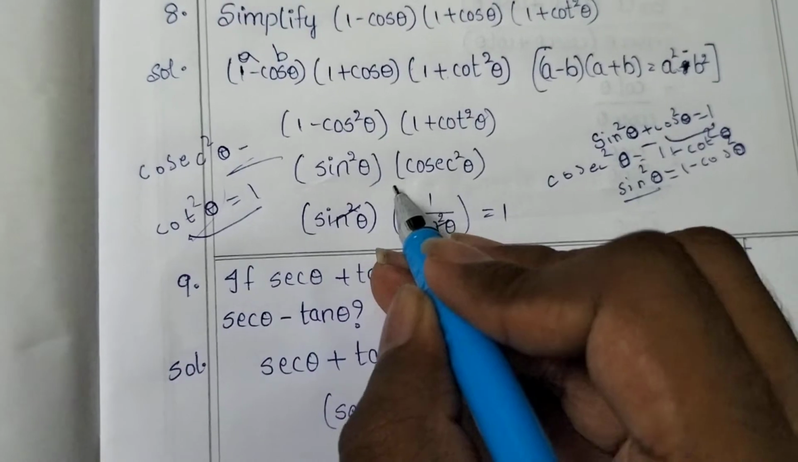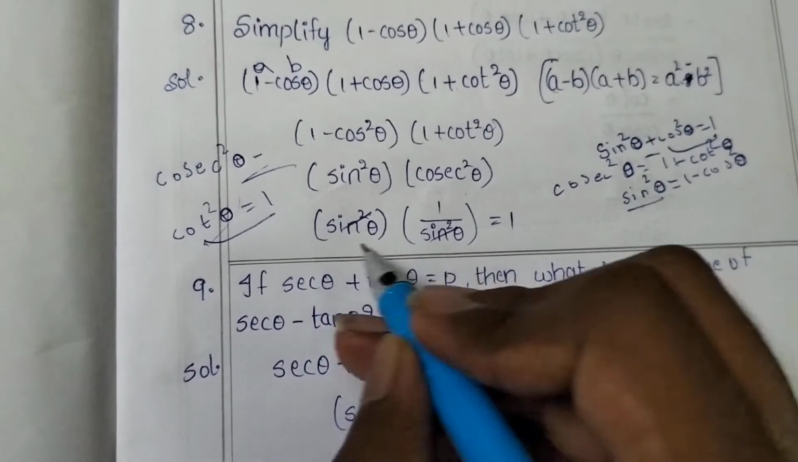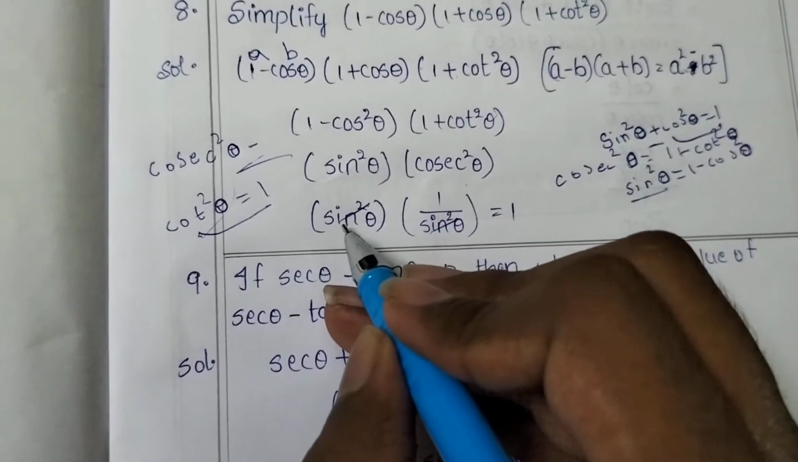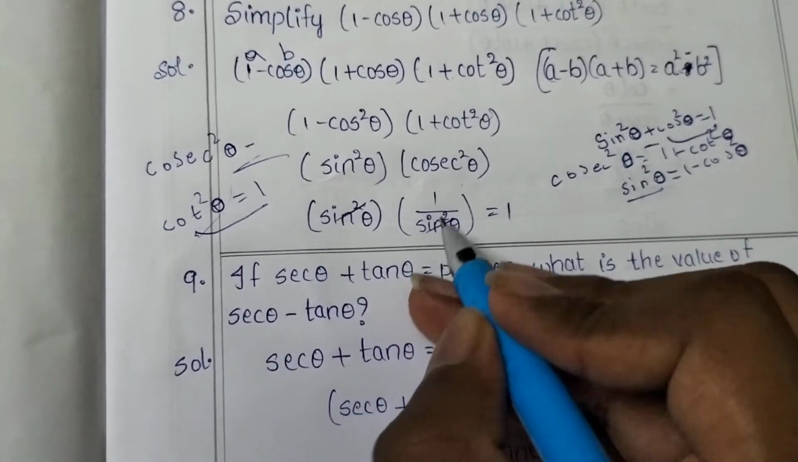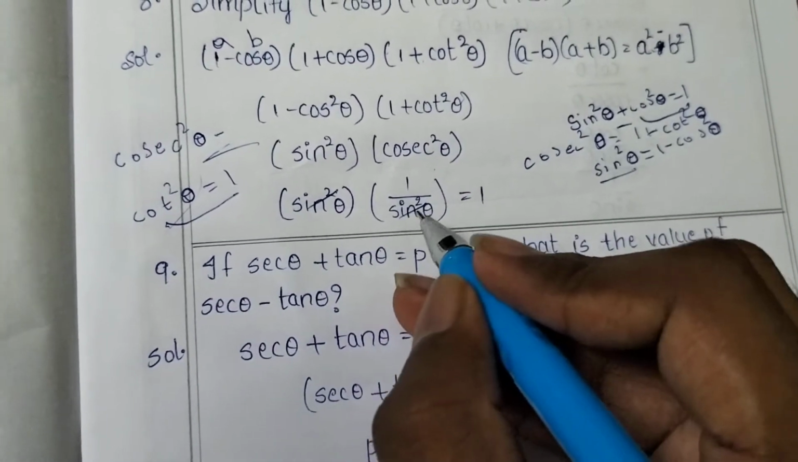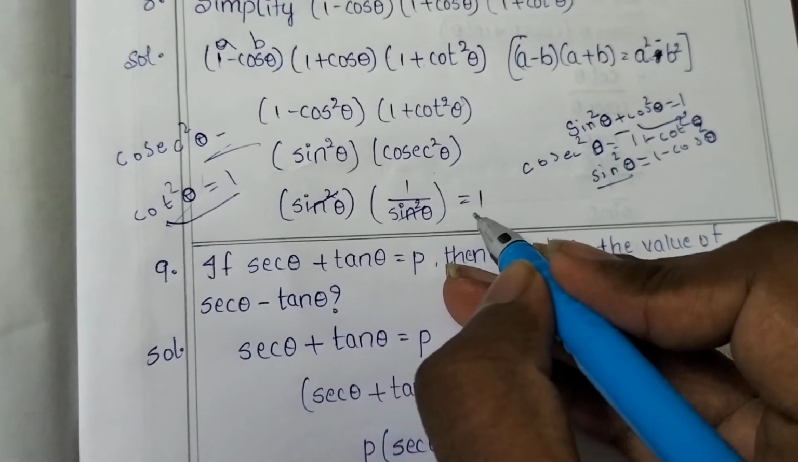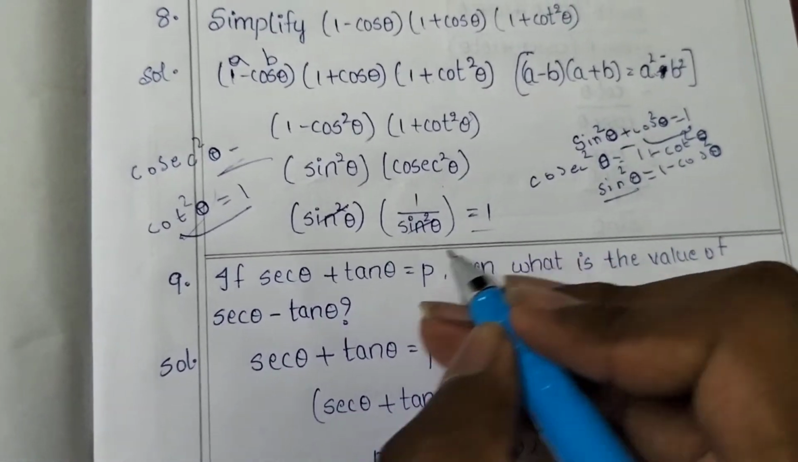Now sin square theta into cosecant square theta. Cosecant square theta is nothing but the inverse of sin square theta. So sin square theta into 1 by sin square theta. Now sin square theta and sin square theta will be cancelled and the remaining one is 1.